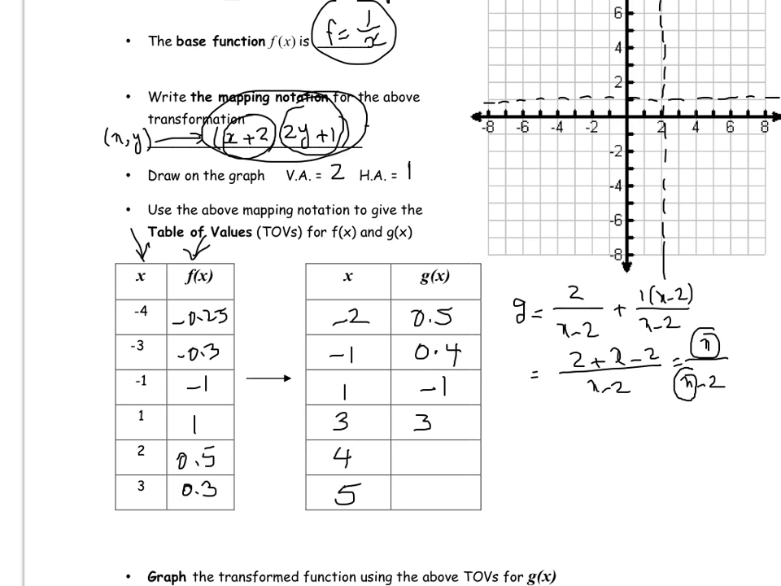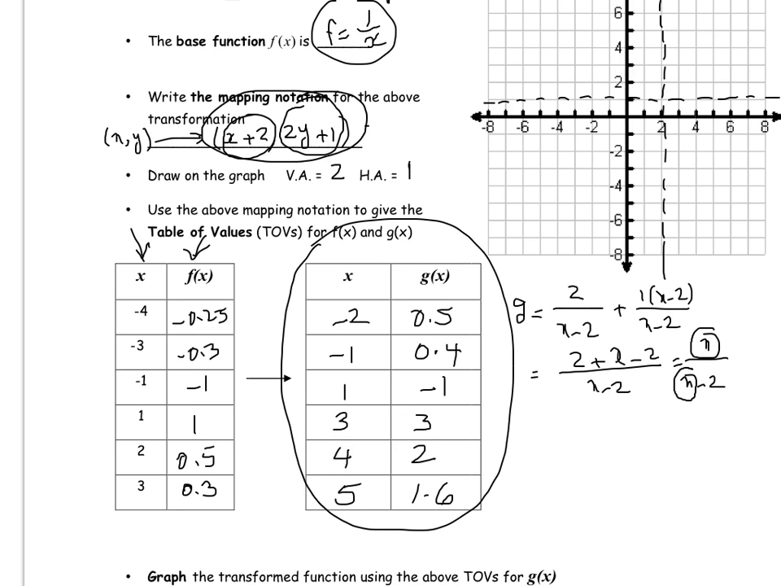If y is 0.5, 2 times 0.5 is 1, 1 plus 1 is 2. If y is 0.3, 2 times 0.3 is 0.6 plus 1 is 1.6. Now I'm going to use this table of values and plot the transform function.